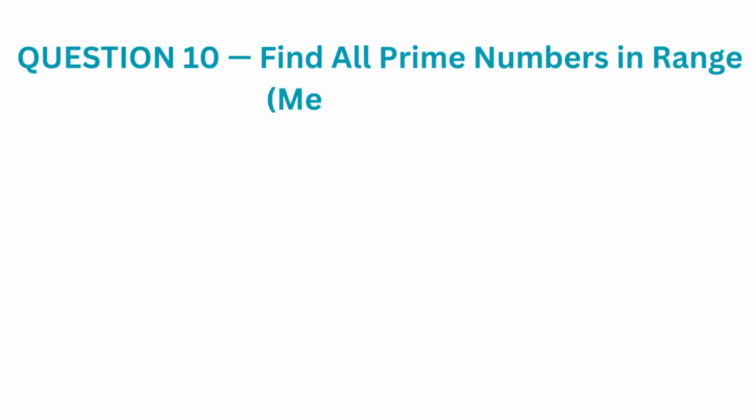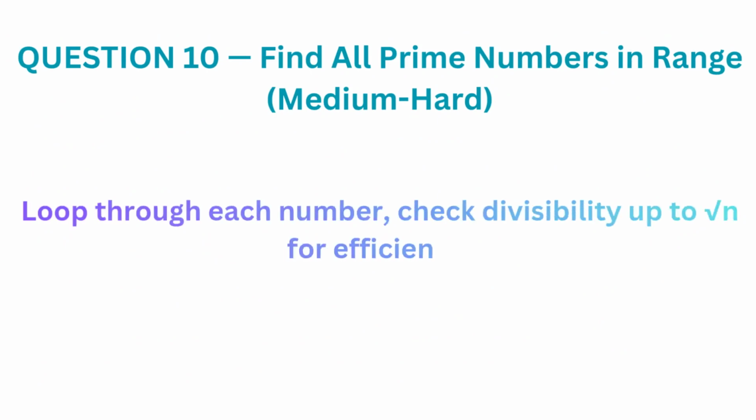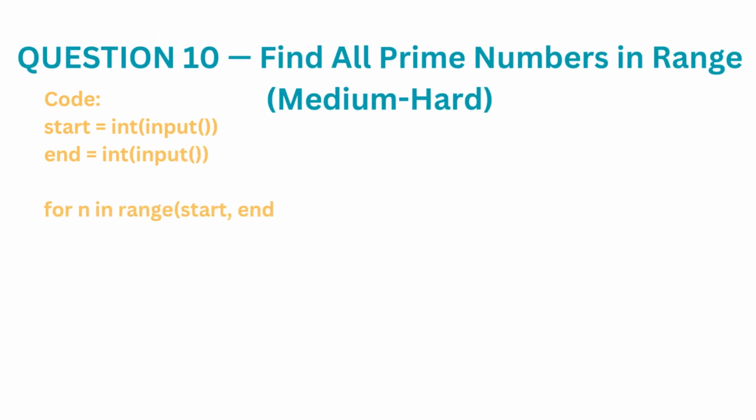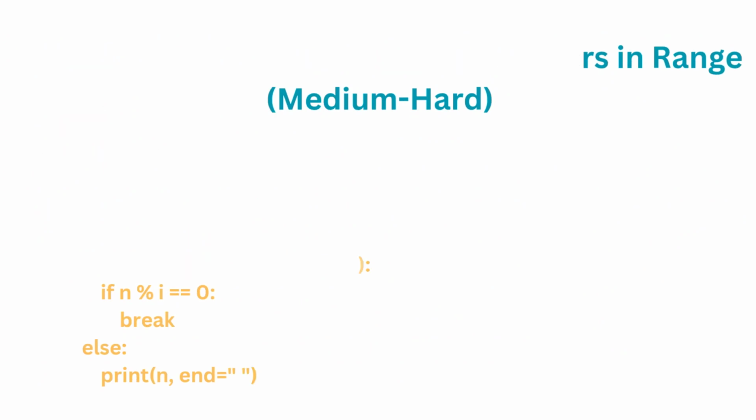And the last question is find all prime numbers in a range. So for solving this, loop through each number and check divisibility up to the square root of n for efficiency. Then we have to print all the primes in the given range. So the code will be start equal to int input and the end will be int input. For n in range start to end plus 1, if n greater than 1, then the for loop will be i in range from 2 to int n to the power 0.5 plus 1. And if n modulo i equal to 0, then it should break. And lastly, it should print n.